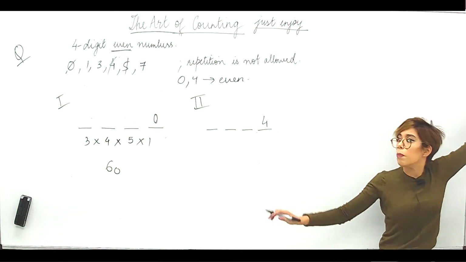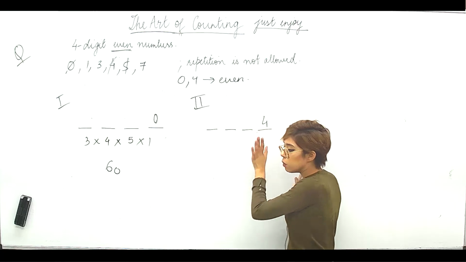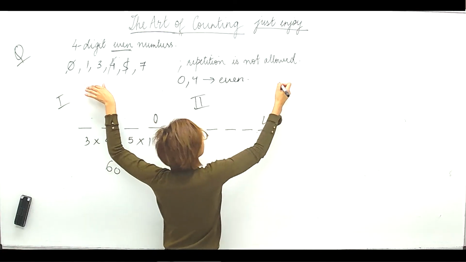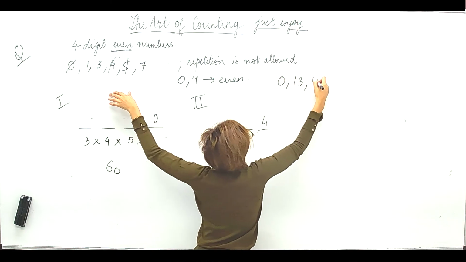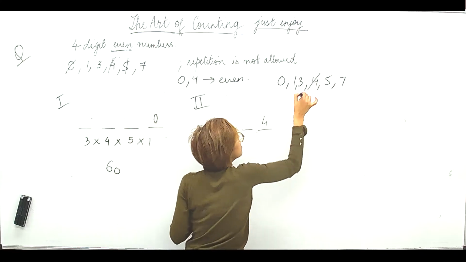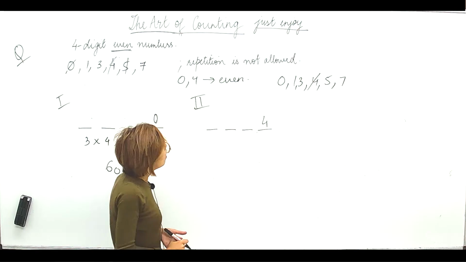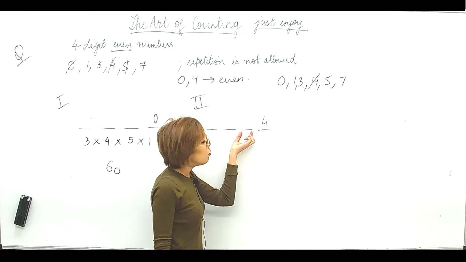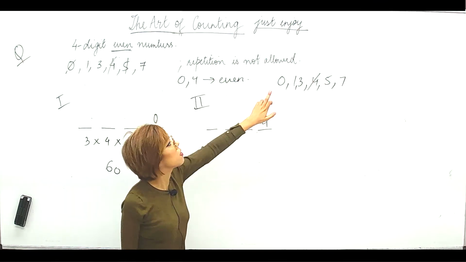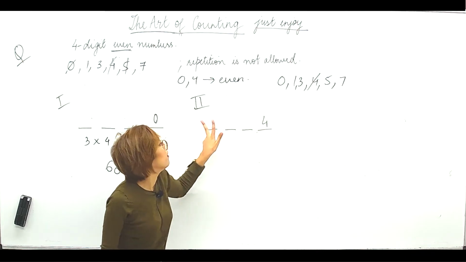Now let's talk about this case. Now the units place has 4 in it. So what I'll do is I'll write my numbers again: 0, 1, 3, 4, 5, 7. 4 I have exhausted. I cannot put in 4 at any of the places. But the problem will come here, because I can't put 0 here. I have the choice of 0 here, and I can't put this number here.